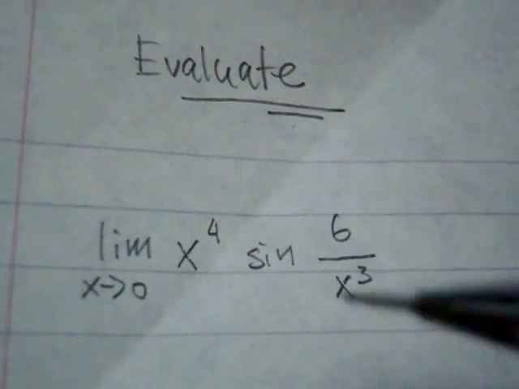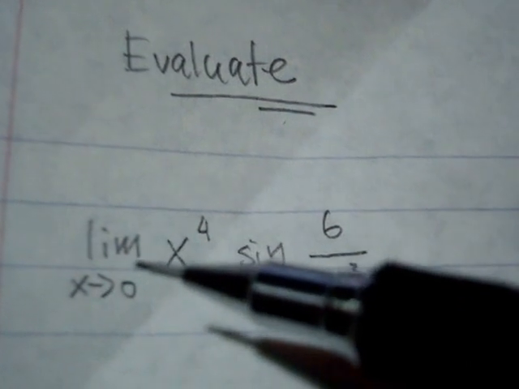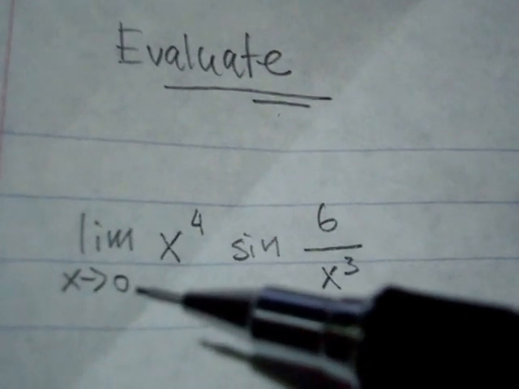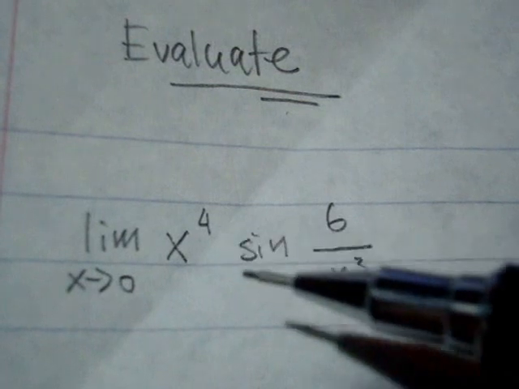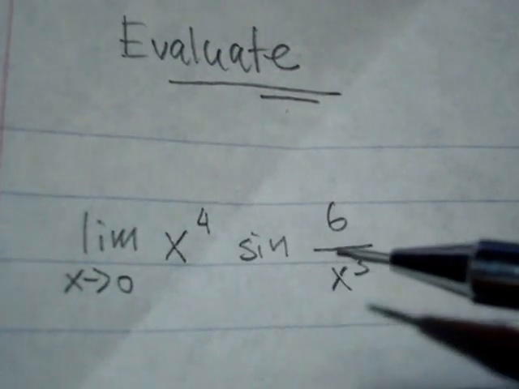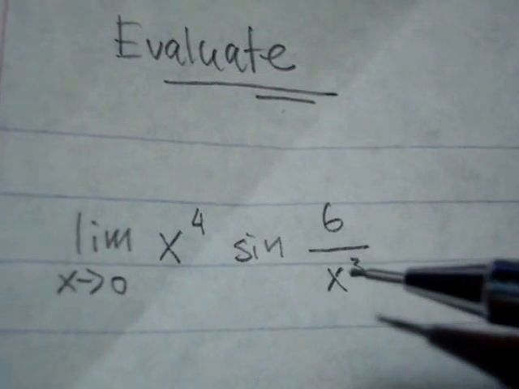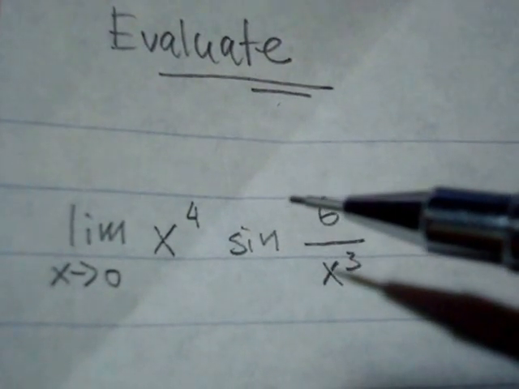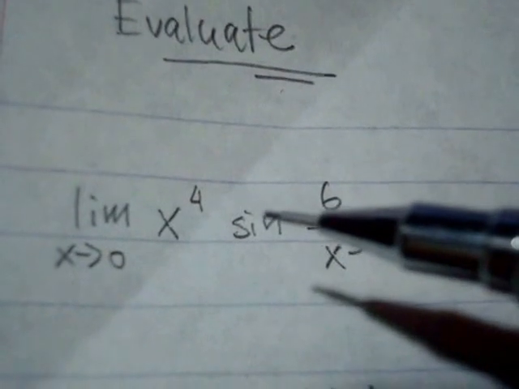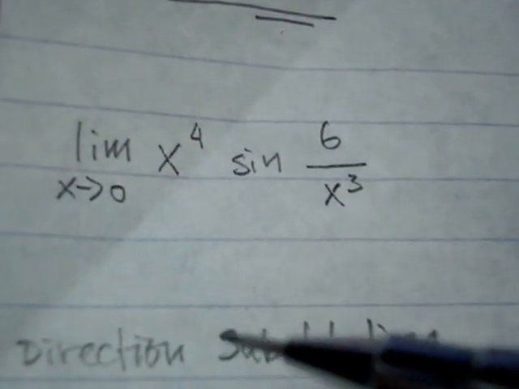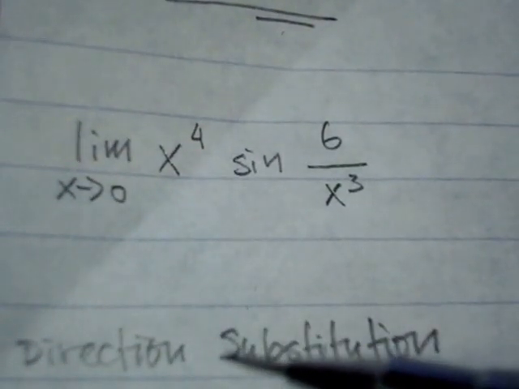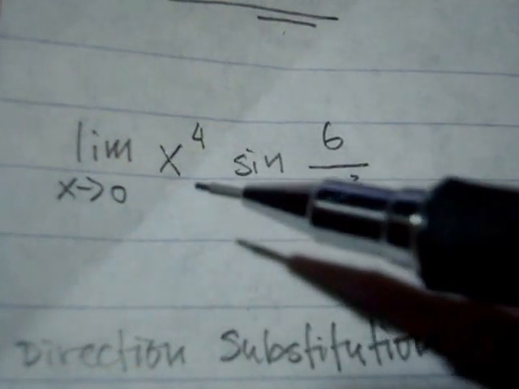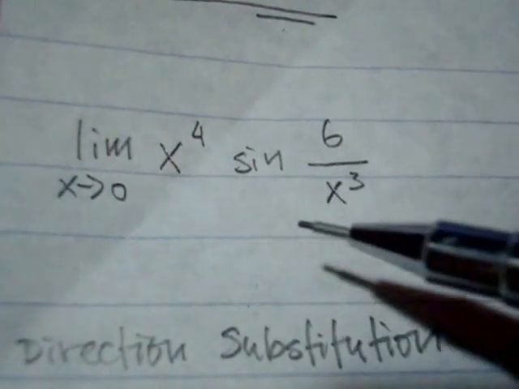Evaluate. Let's say that you're given this limit as x approaches 0 for x to the fourth times sine 6 divided by x to the third. Every time you're given any limit problem, the first thing you need to do is the direct substitution. The direct substitution means that you plug 0 for every x that you see.